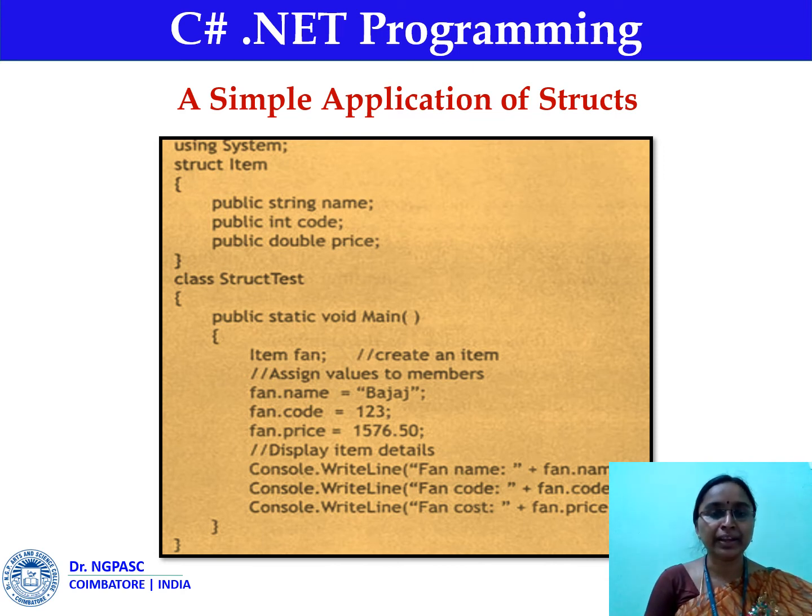Then using that variable we can assign the value to the members, that is fan.name equal to Bajaj and fan.code equal to 123 and fan.price equal to 1576. So likewise we assign the values into the members of the structures. So that will be printed using the printing statement, that is Console.WriteLine, that is used to print the statement into the output screen.